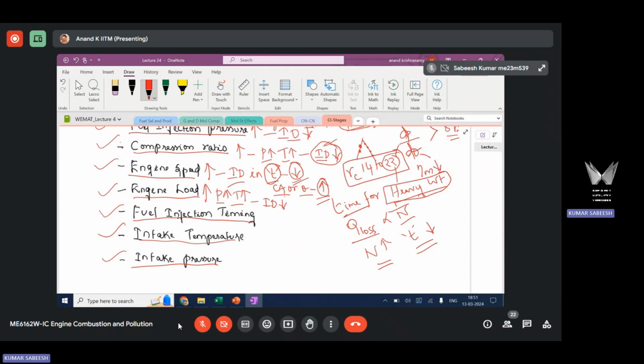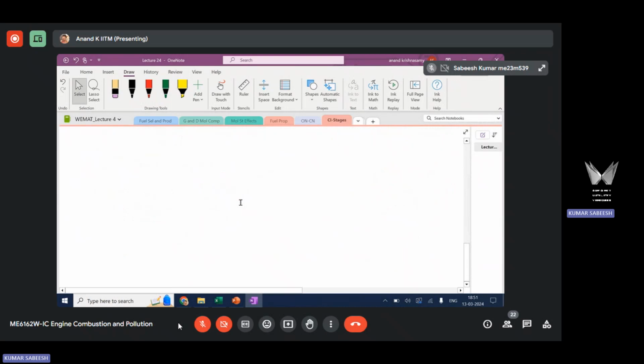Since pressure and temperature are high at high load, the delay time will be shorter. The opposite effect will be there at low load. At low load, you will have a lower operating pressure and temperature in the cylinder, and that will increase the delay time. So we can say ignition delay is a function of engine load.